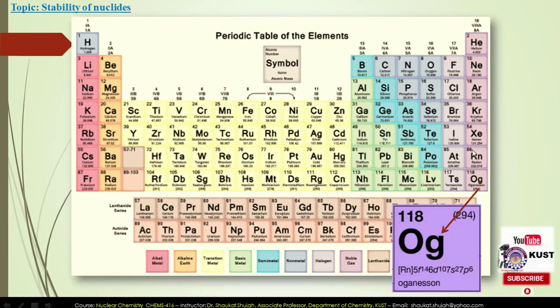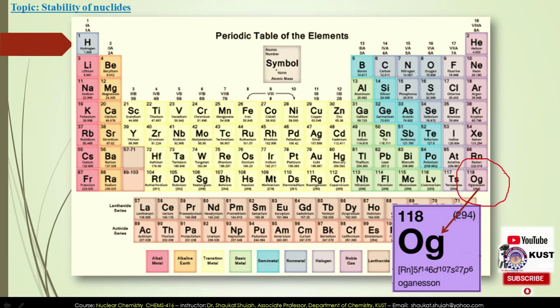The modern periodic table contain 118 elements, and the last element with atomic number 118 is oganesson. It was first synthesized in 2002, and it was recognized as an element in 2015. Now, a variety of naturally occurring and synthesized nuclides have been reported for these 118 elements.